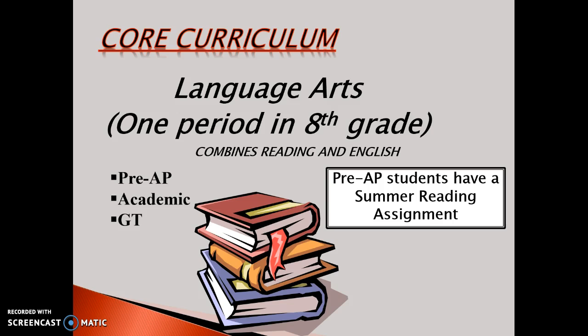So the core classes that you'll be choosing from, one of them is going to be language arts. It's going to be 1 period, not 2. And you can choose pre-AP, academic, or GT if you are already identified as a GT student. Just keep in mind that if you choose pre-AP, then you will have a summer reading assignment.